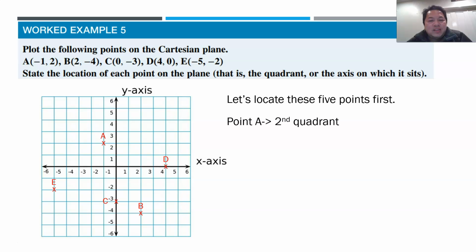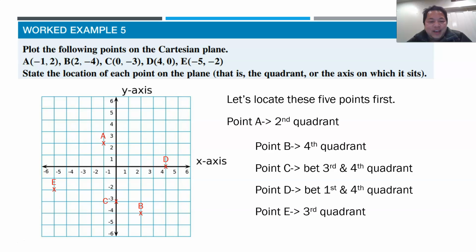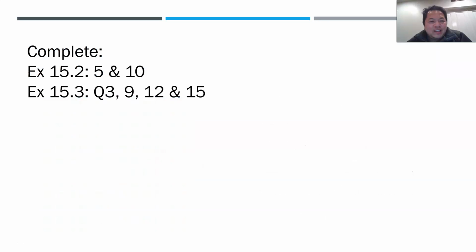A is actually located in the second quadrant. B is located in the fourth quadrant. C is between the third and fourth quadrant. That's how you describe it. And then D is between the first and the fourth quadrant. And E is located in the third quadrant. Okay, easy to understand.